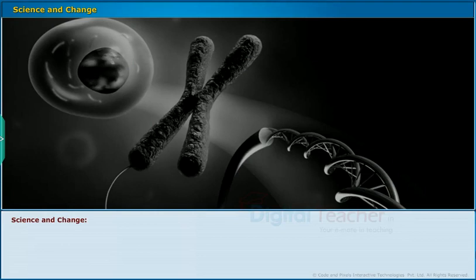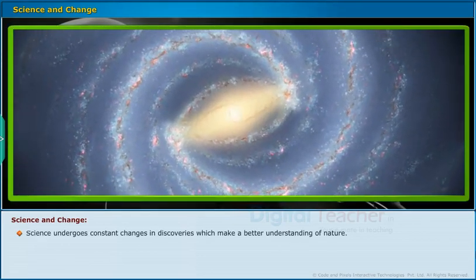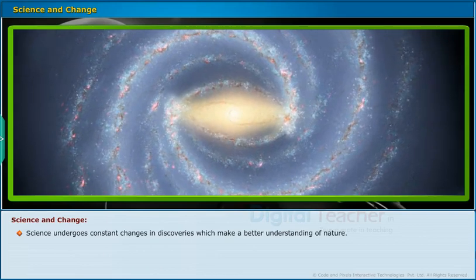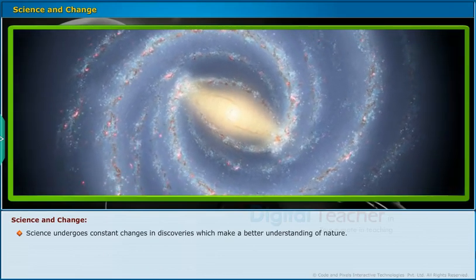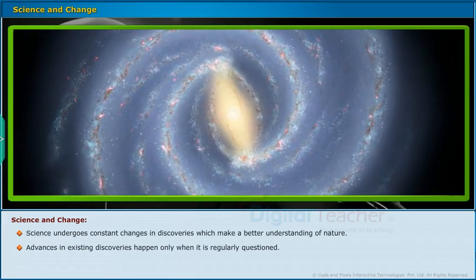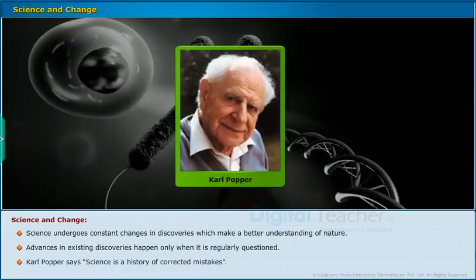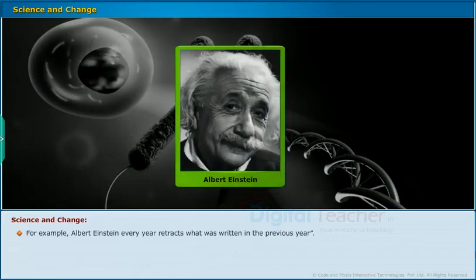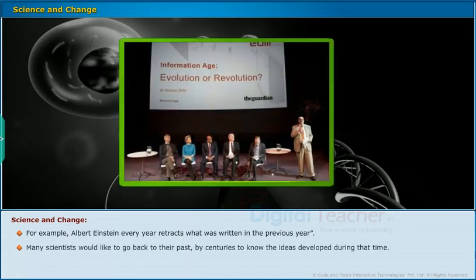Science and change. Science undergoes constant changes in discoveries which make a better understanding of nature. Advances in existing discoveries happen only when it is regularly questioned. Karl Popper says, science is the history of corrected mistakes. For example, Albert Einstein every year retracts what was written in the previous year. Many scientists would like to go back to their past by centuries to know the ideas developed during that time.